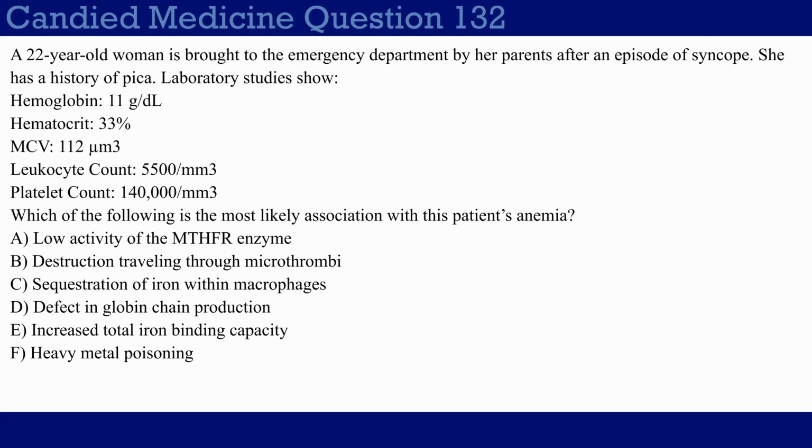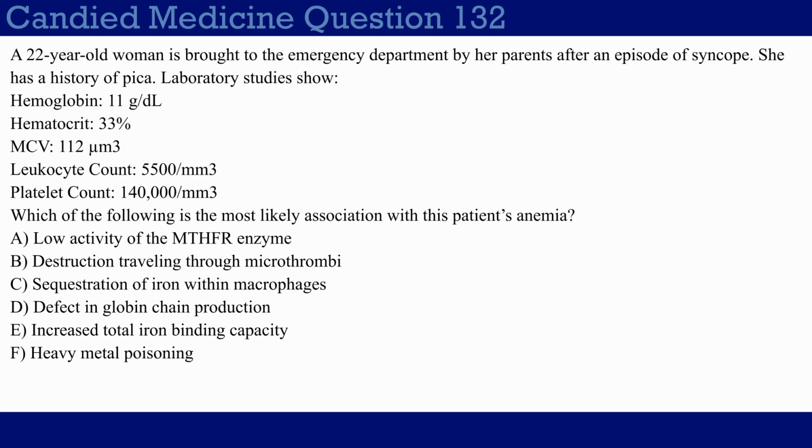A 22-year-old woman is brought to the emergency department by her parents after an episode of syncope. She has a history of pica. Laboratory studies show hemoglobin 11 grams per deciliter, hematocrit 33%, MCV 112, leukocyte count 5,500, platelet count 140,000. Which of the following is the most likely association with this patient's anemia?